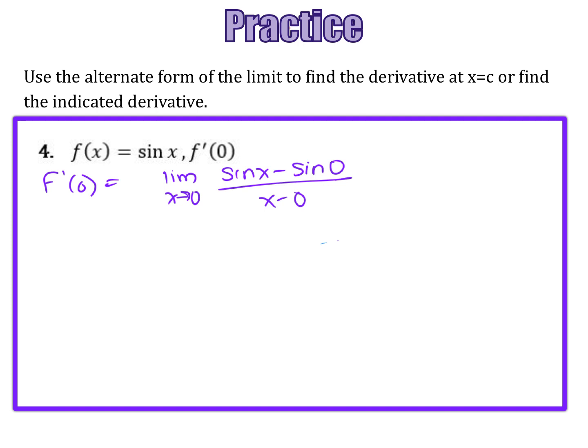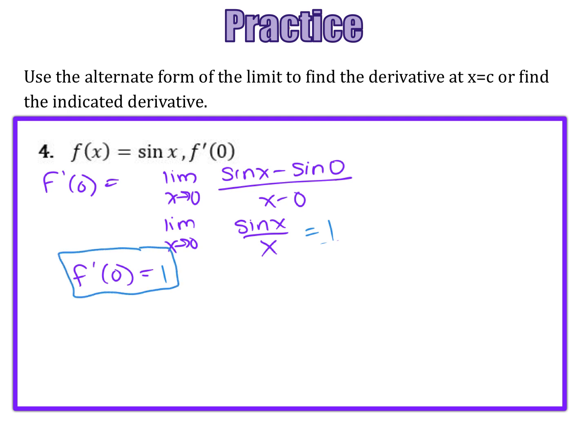So the limit as x approaches 0 of sine of x minus sine of 0 over x minus 0. Well, sine of 0 is just 0, and x minus 0 is just x. So I have the limit as x approaches 0 of sine of x over x. And that's one of those properties we're supposed to have memorized, that is equal to 1. So f prime of 0 is equal to 1.